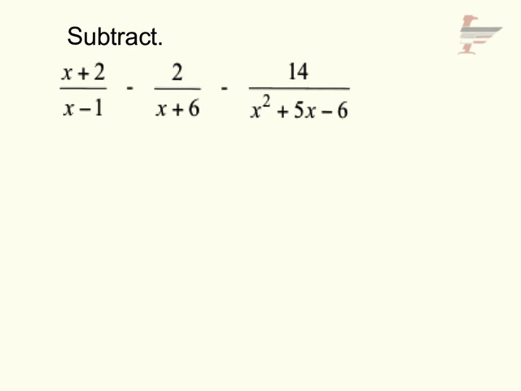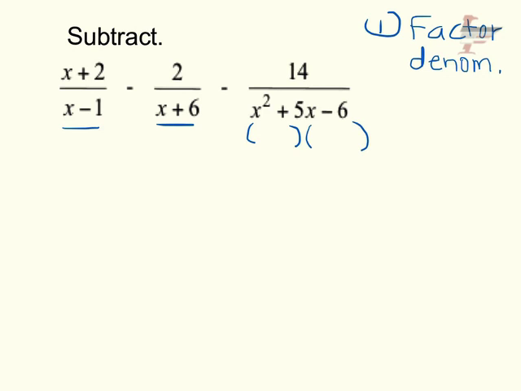So the first thing you want to do is look at your denominators and make sure they're all factored. So always the first step, right? Factor, factor, factor. The first denominator, x minus 1, is definitely factored. x plus 6 is definitely factored. But x squared plus 5x minus 6, we can factor that down.